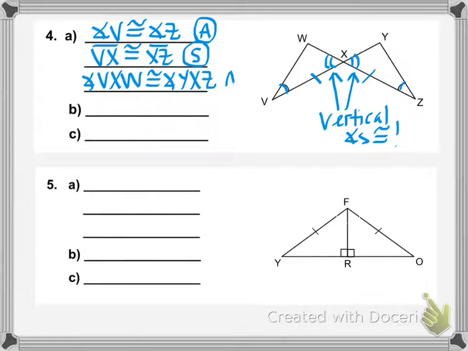And that's a pair of angles that are congruent. So if I look at my letters, I've got ASA. Notice that the sides that are congruent are between the two angles that are congruent. So it's included by. So by ASA, these two triangles are congruent.